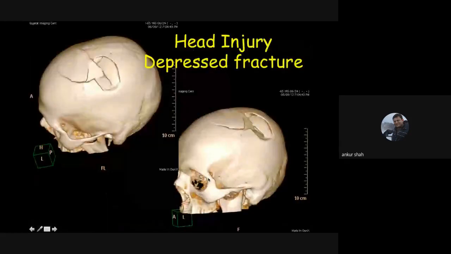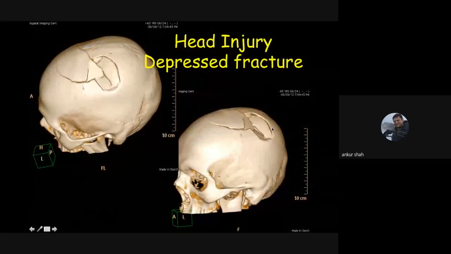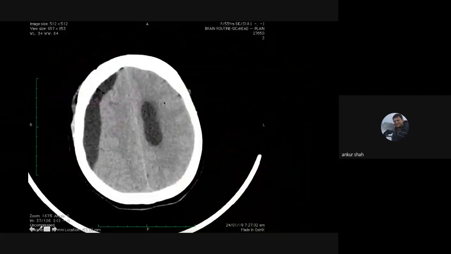And as I said, CT scan gives excellent details of fracture. There's a depressed fracture with multiple linear components, and you can get all minute details of the fracture with the help of CT scan. When the hemorrhage becomes chronic, it goes from hyperdense to hypodense. So this is the appearance of subacute to chronic subdural hemorrhage.